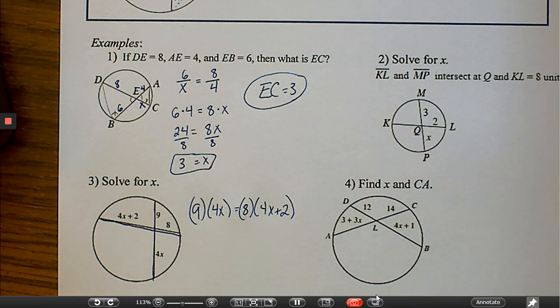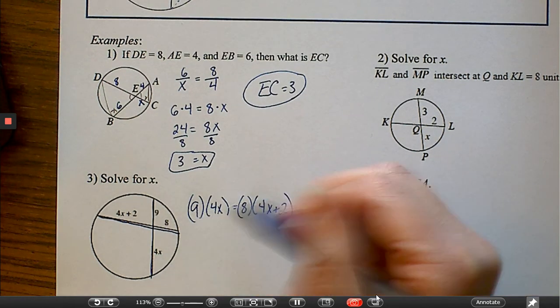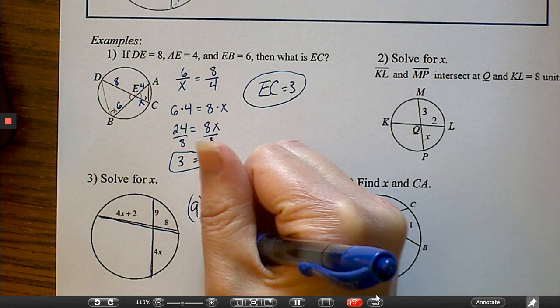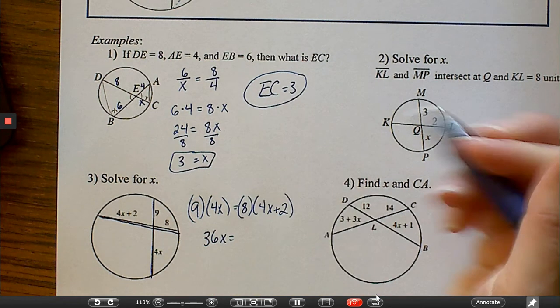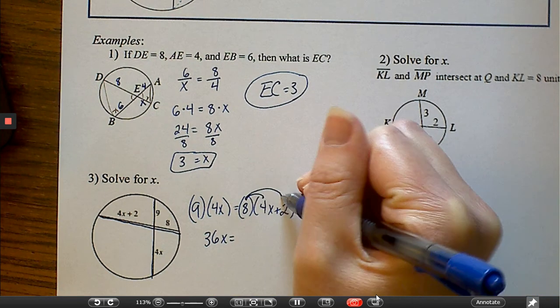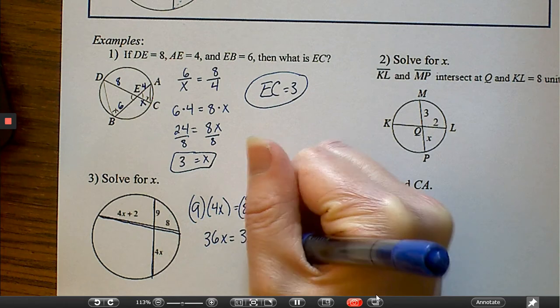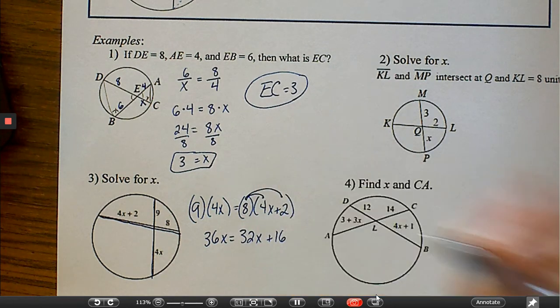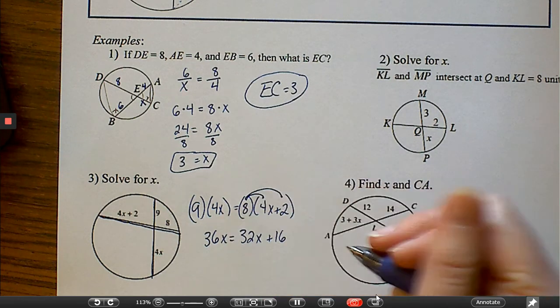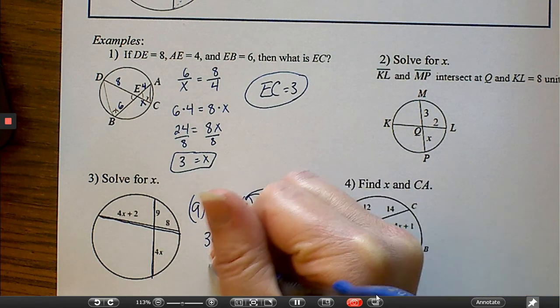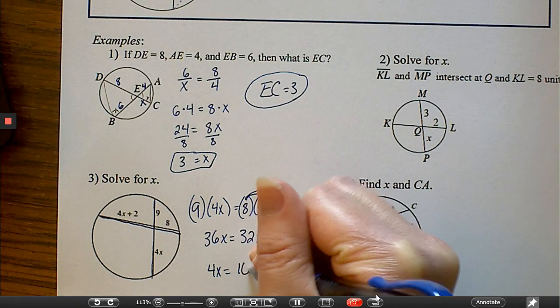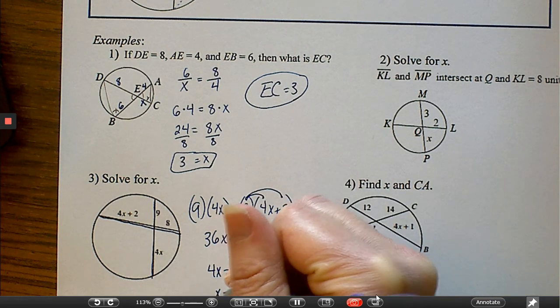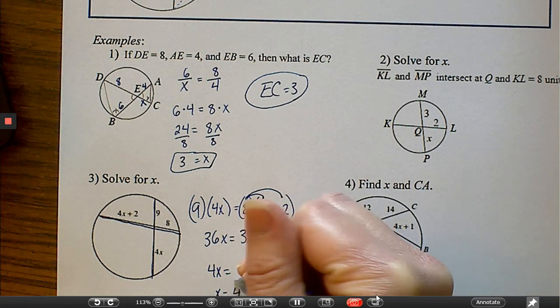So this is a little bit trickier as far as the algebra is concerned, but not too much. So let's just multiply. 9 times 4x is going to be 36x. Now we have to distribute this 8. 8 times 4 is 32x. 8 times 2 is 16. Take away 32x on both sides, so I get 4x equals 16. Divide both sides by 4, x equals 4.